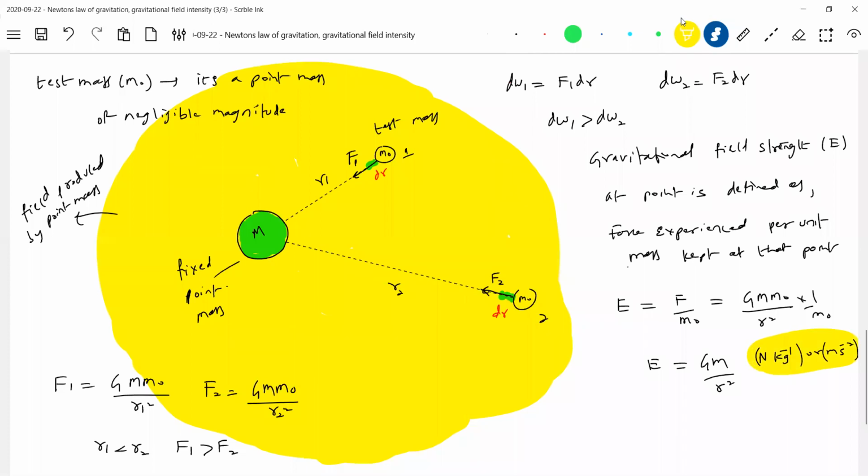Is it a vector quantity? Yes, it is. What is the direction of E bar? The direction of E bar should be the direction of F. So if you write in vector form, at a given point, the direction of the force experienced by the test mass kept in that field will be the direction of E bar. So therefore, what is the direction of E bar here? The E bar will be in this direction.